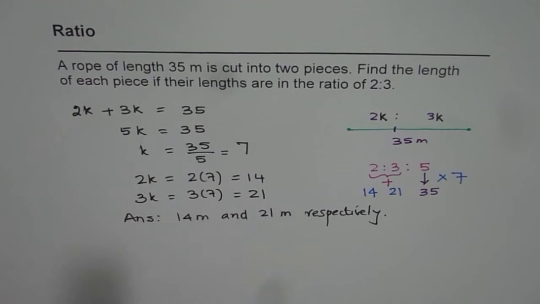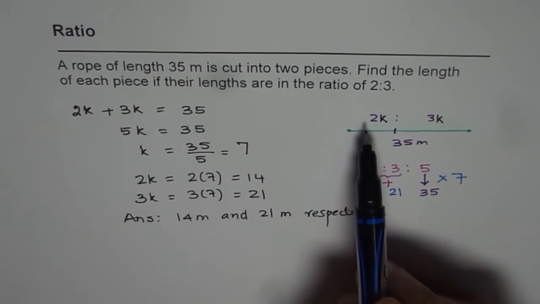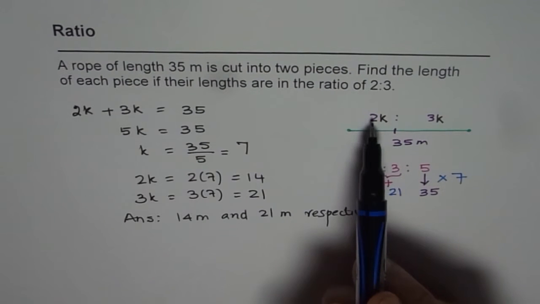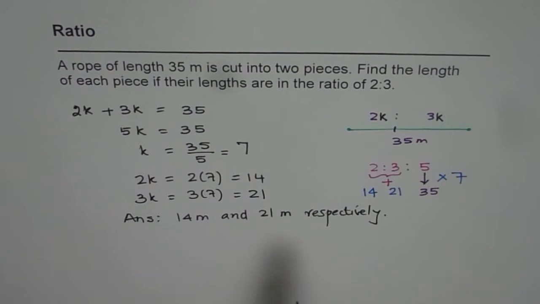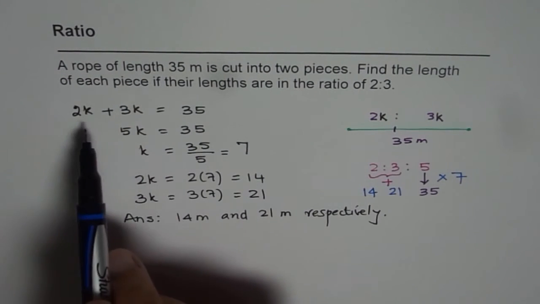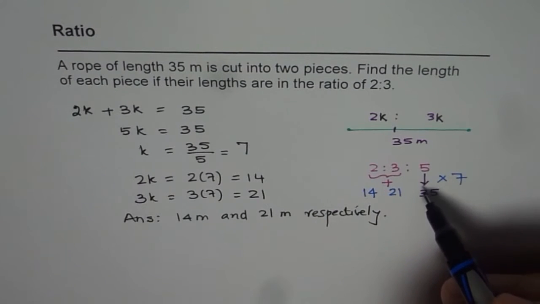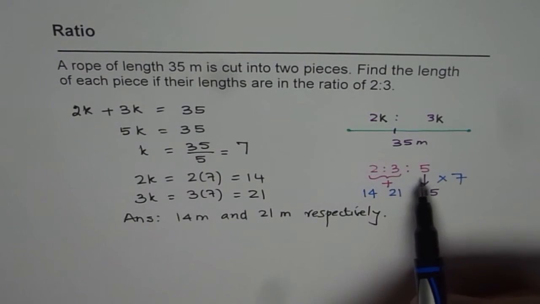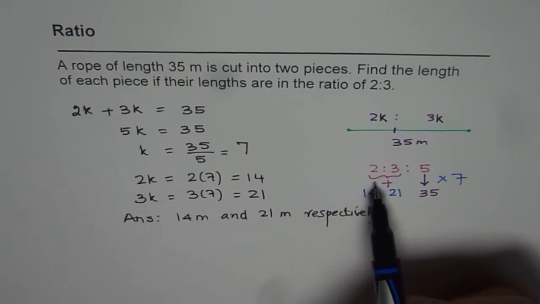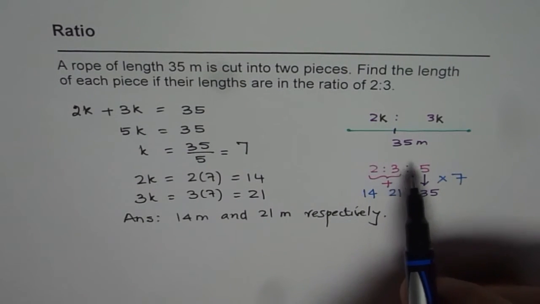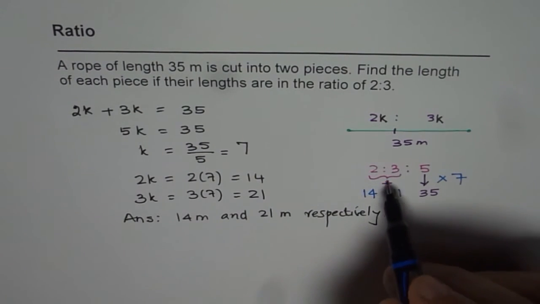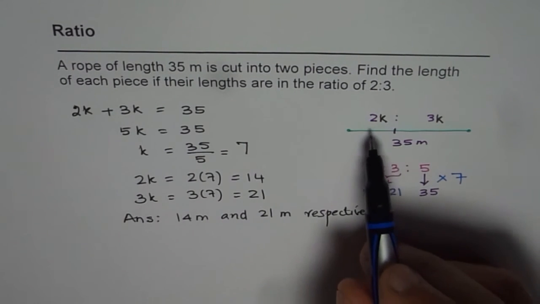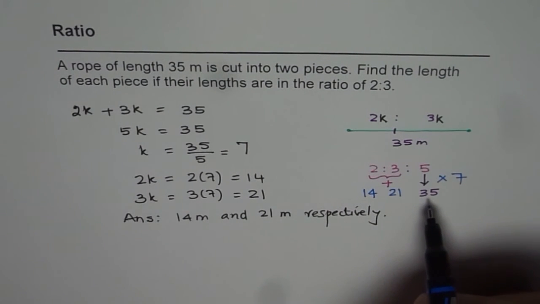But the idea is, understand how we really do it, right? So it really means that when we say they are in the ratio of 2:3, that means 2 multiplied by something and 3 multiplied by that thing, when added up, gives you 35. So that forms kind of an equation. Or in terms of ratios, we say 2:3 means if total length is 5, then one part is 2, the other part is 3. But if total length is 35, then that is 7 times, and then we can get our answer, right? So adding up these ratios helps us to get the answer.